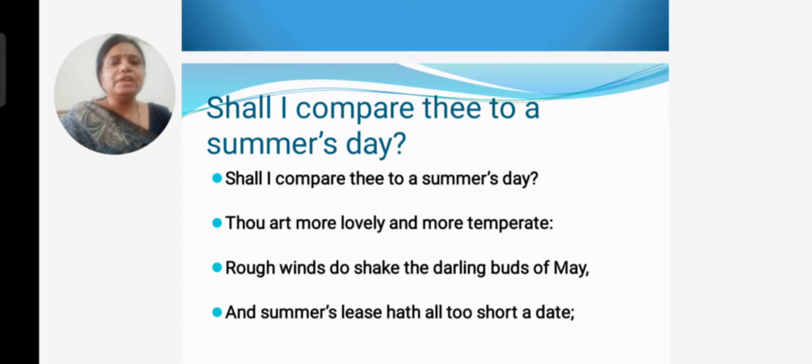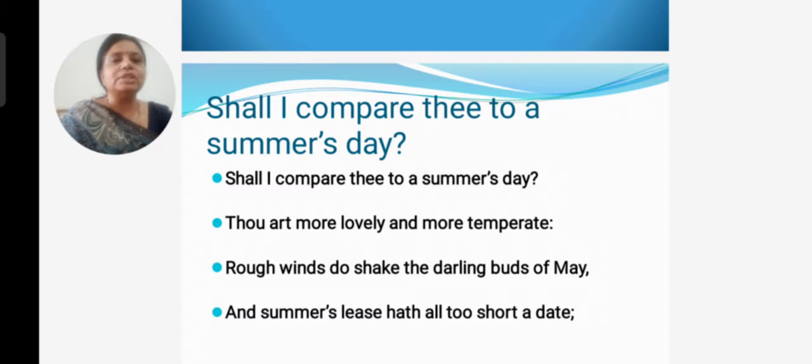So he says, shall I compare thee to a summer's day? Thou art more lovely and more temperate. But he says, no, I can't compare you with a summer's day because you are, art means are. This is Old English. You are more lovely. It means a summer's day is lovely, but you are lovelier and more temperate. More temperate means there is softness in your beauty. You are temperate. Rough winds do shake the darling buds of May.